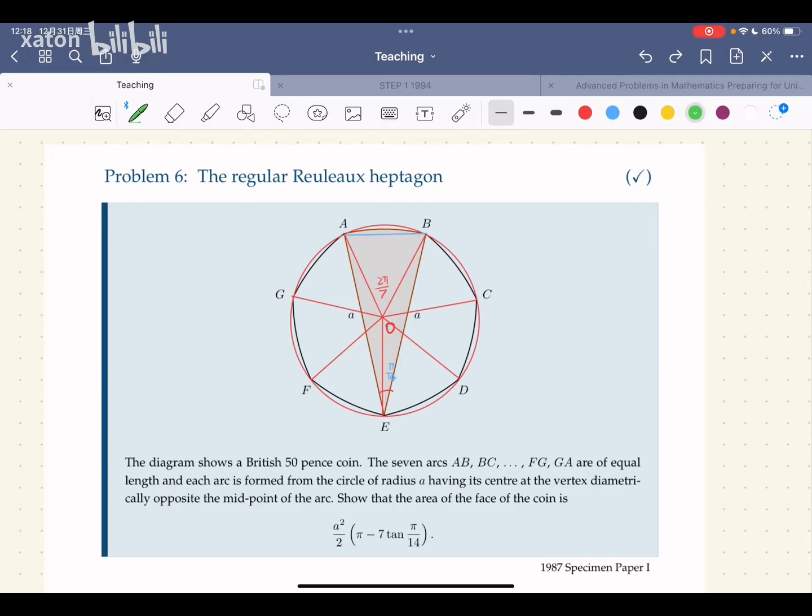Hello guys, let's look at problem 6. It's a question about geometry. It asks you to find the area for this shape. We can say that this shape is very centrally symmetric, so we can absolutely find a circumcircle for this.